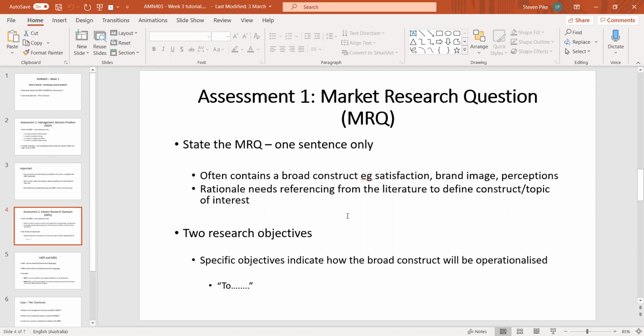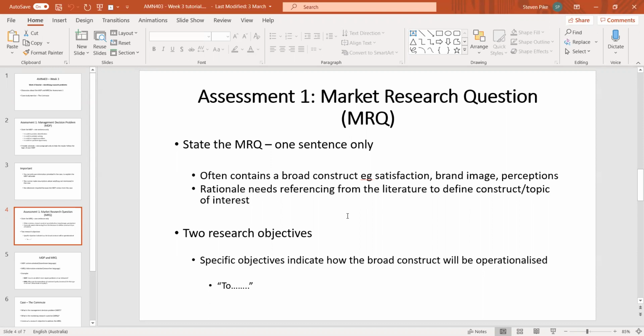In the real world, we would have a range of objectives. There's no set number, but in this particular case for the assessment 1 and assessment 3 in this unit, I'm just requiring you to have 2 objectives. So these 2 objectives break down how that broad construct would be operationalized. In the last tutorial summary for CQ University, the case, I presented at least two objectives there of how it would measure brand position, which was the construct of interest in that case.